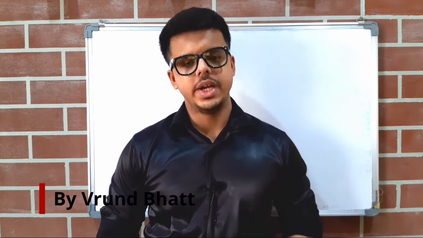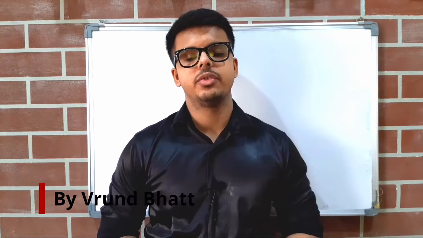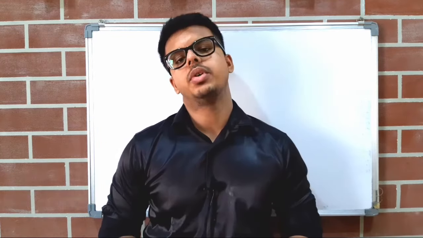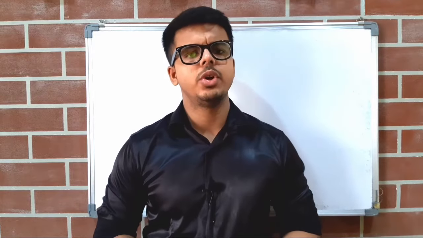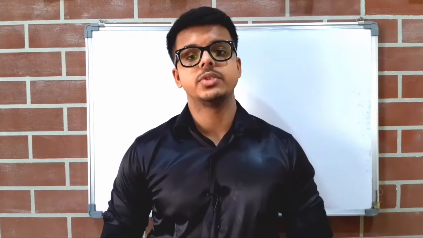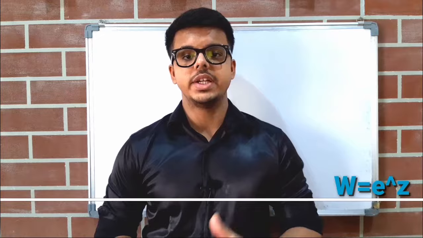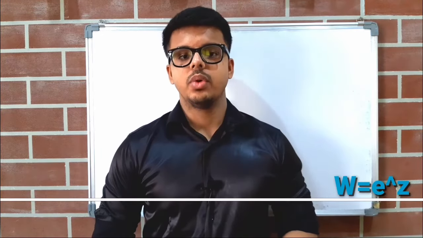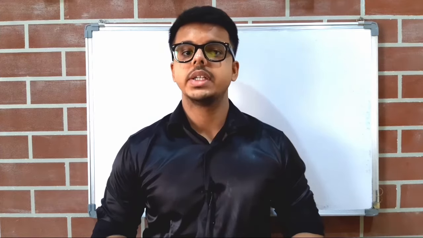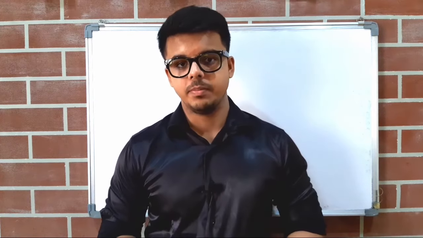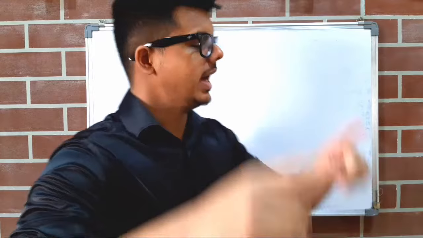In the previous video we had discussed the second special type of transformation, that is W = Z + 1/Z transformation, and we had solved the sums related to that transformation. In today's video we will discuss the third special type of transformation, that is W = e^Z transformation. Before starting today's video, we will first revise the previous transformation by solving a sum. So without any further delay, let's get started.